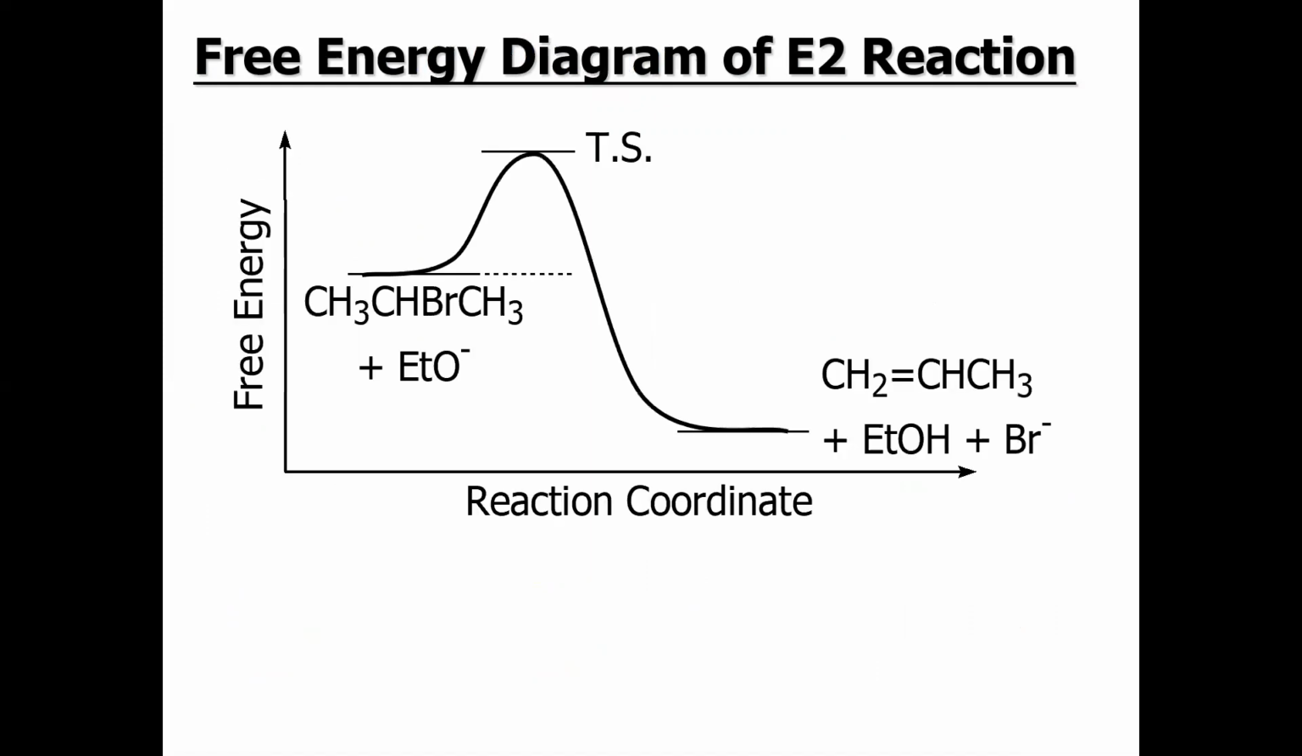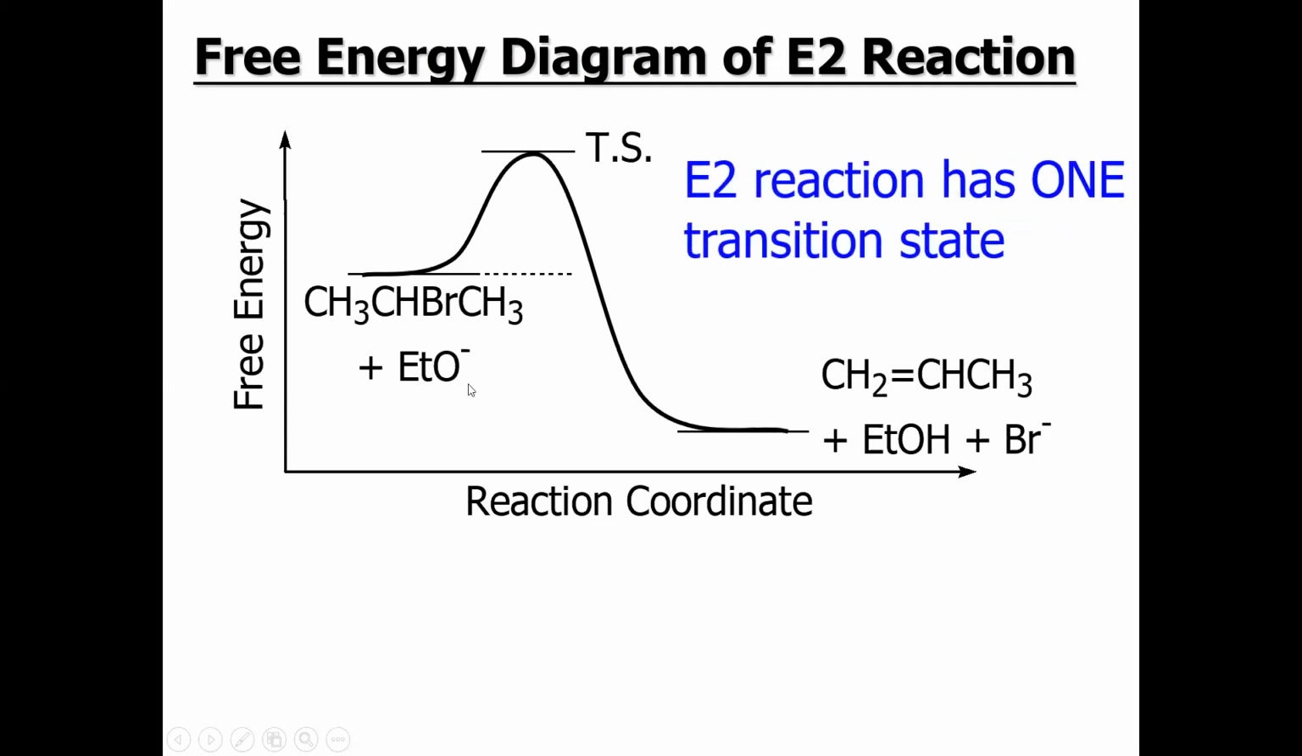Now, what favors this E2 reaction? The free energy diagram. You can see here the free energy, or we can say the energy consumed to convert the substrate into the product, is very low. This is a very favorable reaction. So generally the E2 reaction is favored with a strong base when you are using a primary or secondary alkyl halide with this small and strong base.